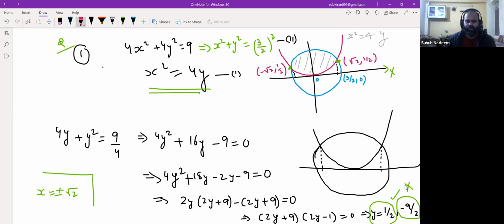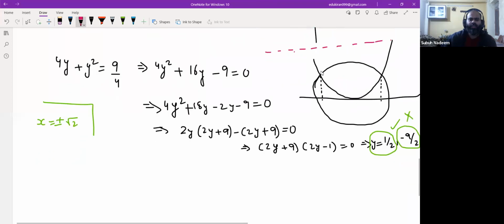That is not possible. These two curves are not intersecting at minus 9 by 2. Minus 9 by 2 is a line which is much below this circle, and neither is it intersecting the parabola. So you have found the point of intersection. Now when you will integrate, you don't have to integrate from minus root 2 to root 2 because it is symmetric about y-axis. So you will integrate from 0 to root 2 and double it. Is it okay?